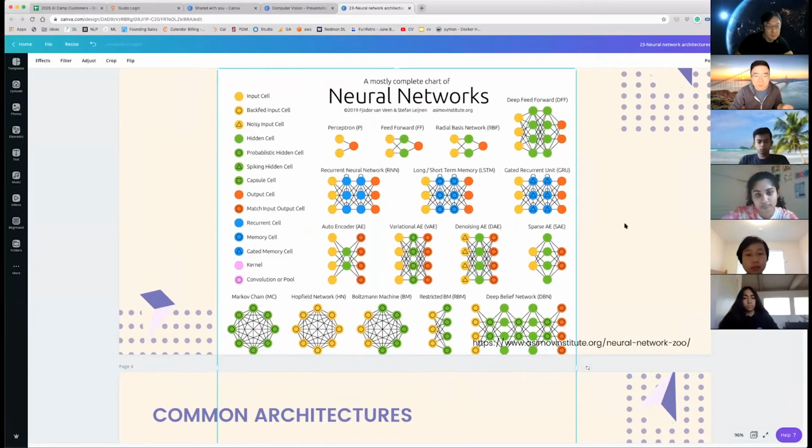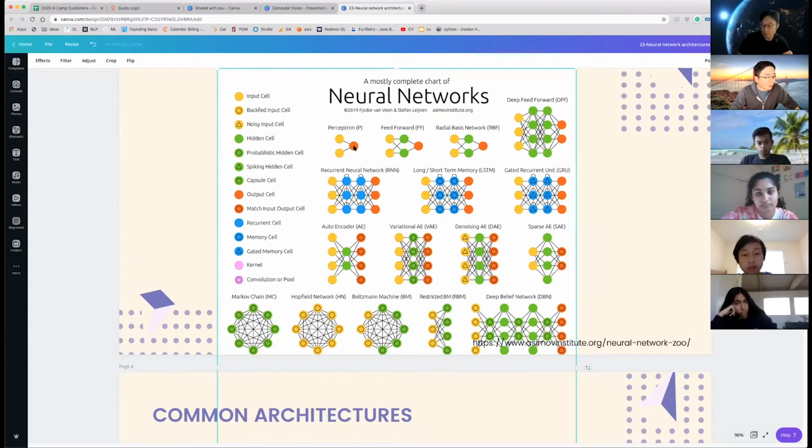So here, what you're looking at is a whole bunch of different neural networks. The simplest one is called a perceptron, which has input cells, the yellow cells, and output cells, the red cells. For this simple perceptron, it's literally just two input cells and one output cell.